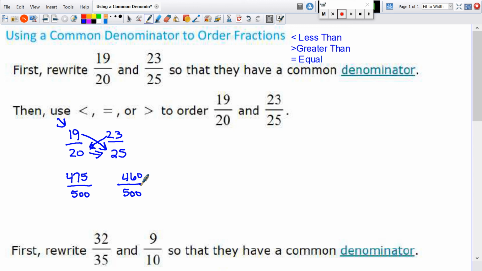Okay, so when they ask you to rewrite with common denominators, these are just two examples, but I'm showing you the easiest way to do these. Now, what you want to do is just compare the top. So 475 is larger than 460, and larger is greater than. So greater than is the symbol that you would use to compare the numbers. Okay, and that one's done.